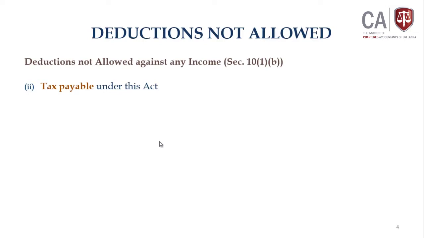Then tax payable under the act is also not an allowable deduction. As you know, what we are doing now is calculating the income source liable for income tax. Let's say in the business income calculation, if you have already deducted the income tax liability in the income statement, what do we do? We can't claim this under this law. The income tax should be disallowed in calculating the business income.